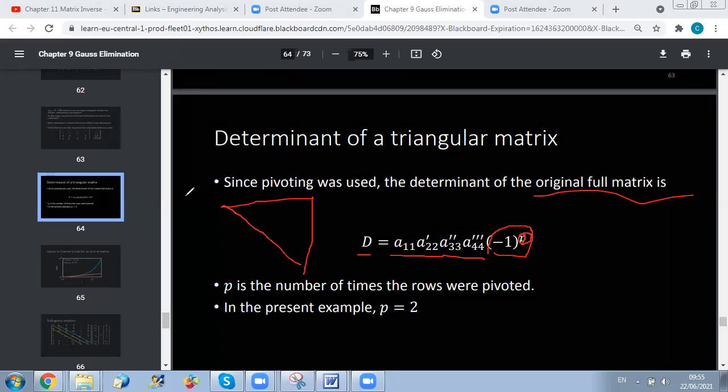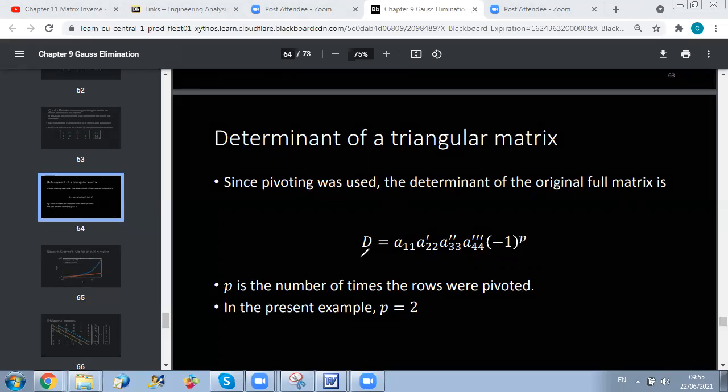Okay, so for example, if we check the example we did together, we did 2 times pivoting. Okay, and therefore p is equal to 2. So in the example we considered, the determinant of the original full matrix is equal to the determinant of the upper triangular matrix. Okay, and one of the advantages of an upper triangular matrix is that the calculation of the determinant is very simple.